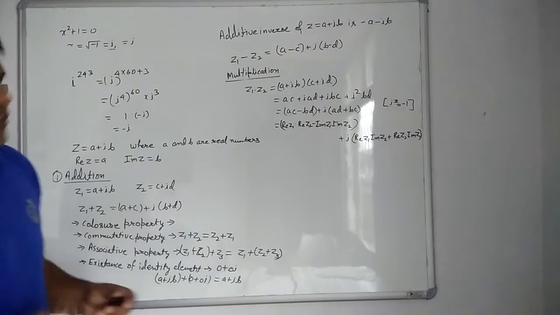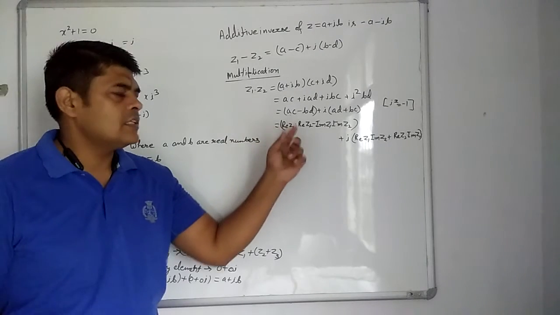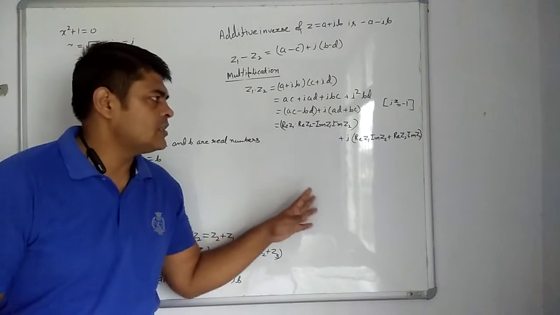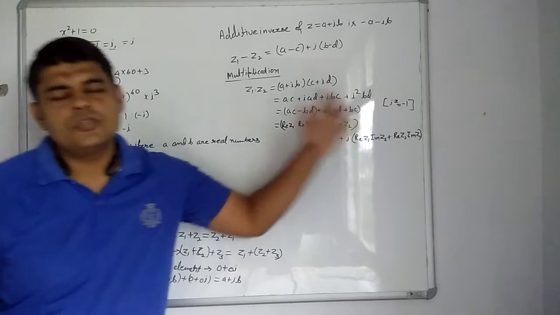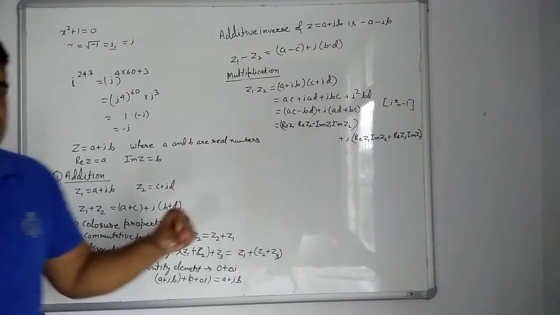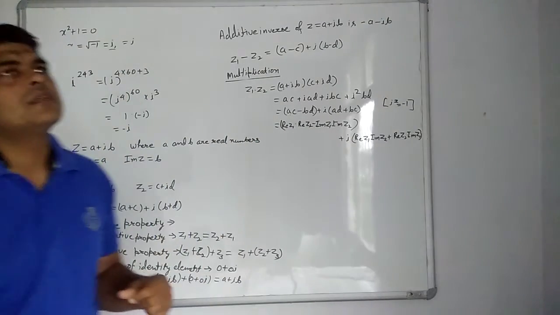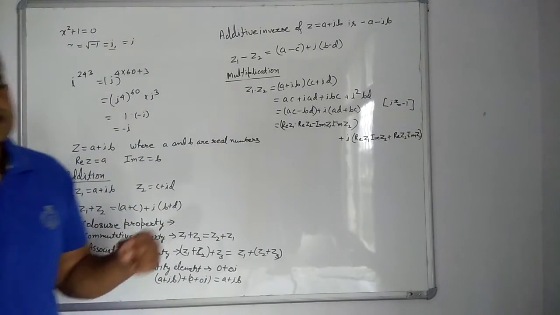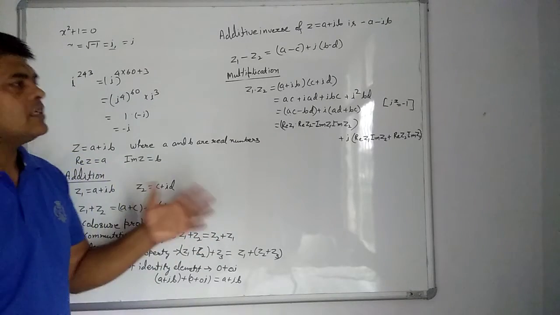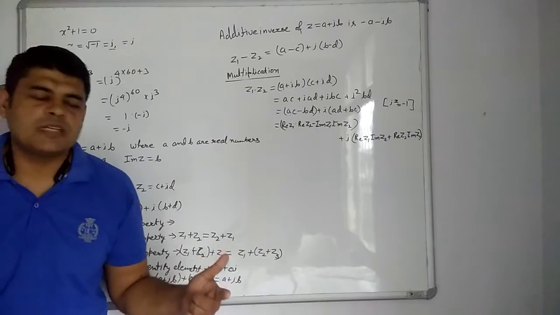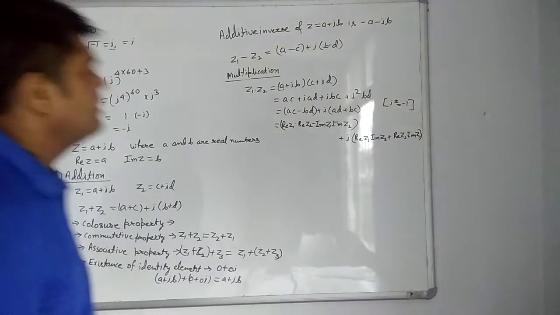So what we understand by this is that real into real gives you real, imaginary into imaginary gives you real, real into imaginary gives you imaginary, imaginary into real gives you imaginary. Just like you can connect it to the product of signs: plus into plus is plus, minus into minus is also plus, and plus into minus is minus, minus into plus is minus. It can be correlated with that to memorize this.